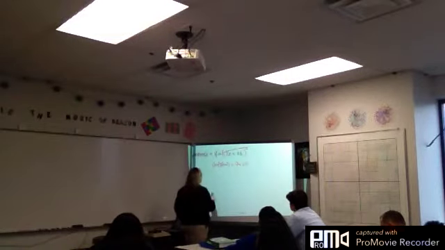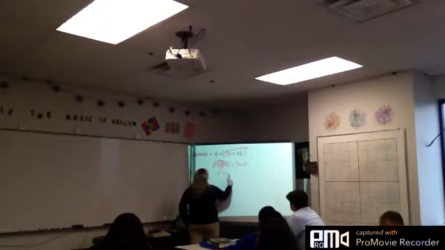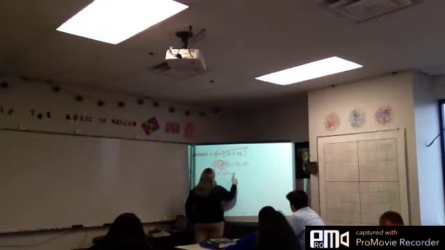Okay, so now I just have to FOIL. What's x times x? x squared. And then I get x times 1, and I get 1 times x, which gives me 2x. And I get 1 times 1, which is 1.